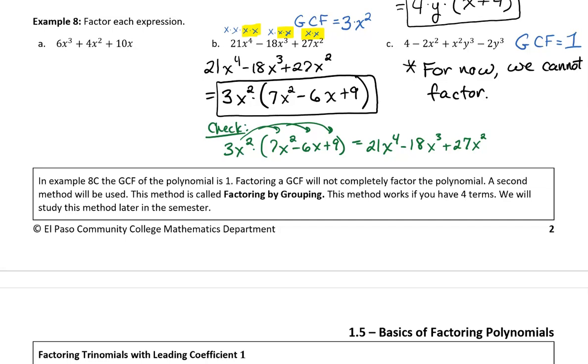NCBM 0324, Section 1.5, Basics of Factoring Polynomials, Part 5.